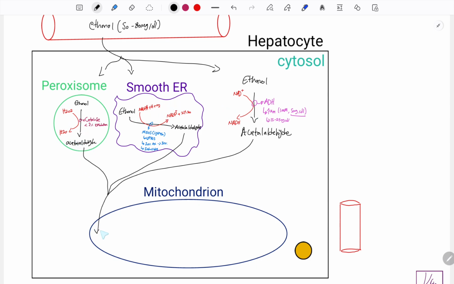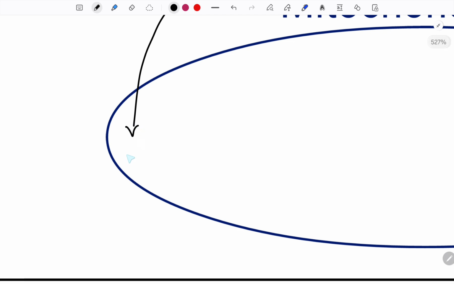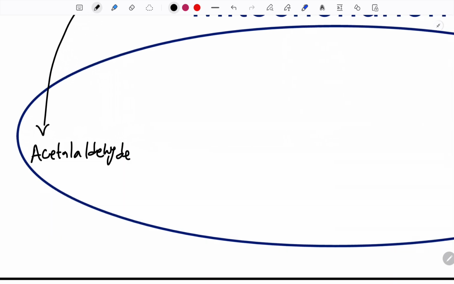Now, let's bring this acetaldehyde over into the specialized organelle called the mitochondria, okay? Okay, what's going to happen to this acetaldehyde? Inside of the mitochondria, the acetaldehyde will actually be turned into acetate, okay? And that's catalyzed by a specific enzyme. Again, that enzyme is called aldehyde dehydrogenase, okay? If you want, it's specifically aldehyde dehydrogenase type 2, okay?